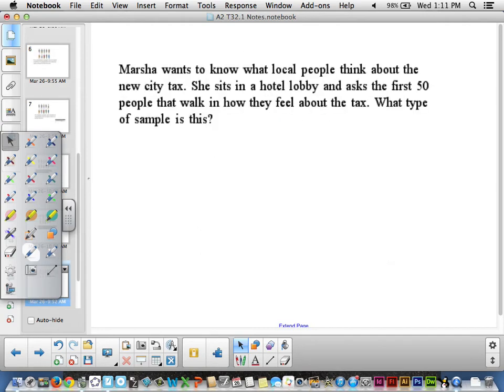So try this problem. Read through it. Tell me what you think. What type of sampling is this? Marcia wants to know what local people think about the new city tax. She sits in a hotel lobby and asks the first 50 people that walk in how they feel about the tax. What type of sample is this? This is convenience. It's easy to do. You sit, you grab the first people, and see how it goes.